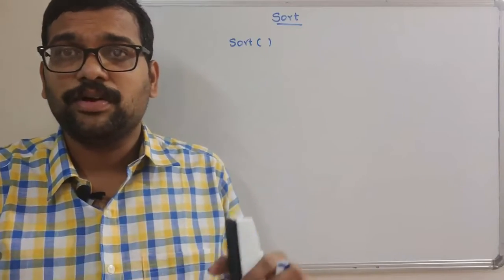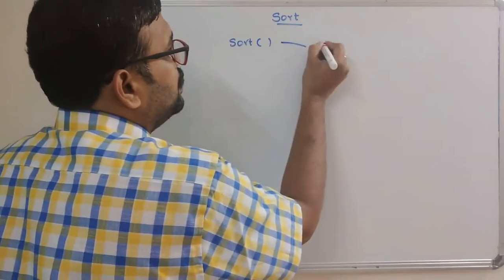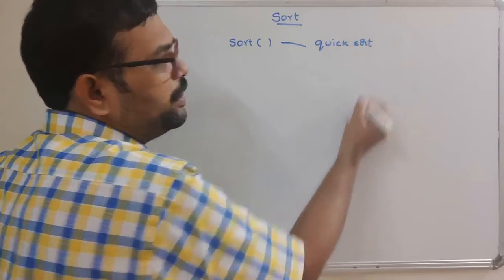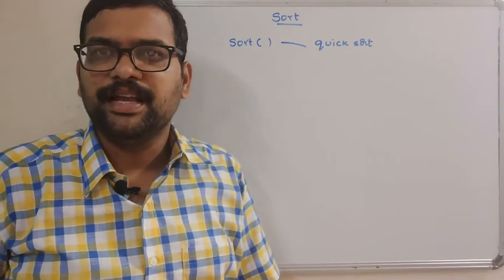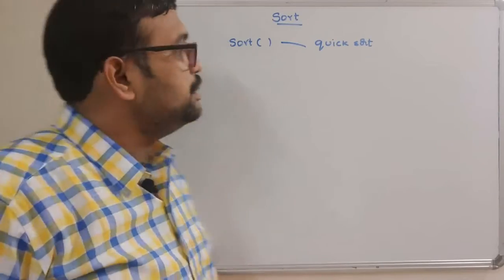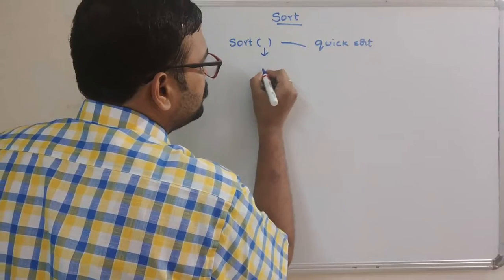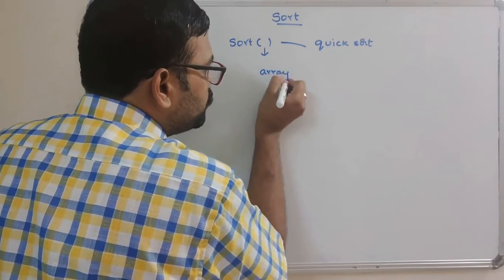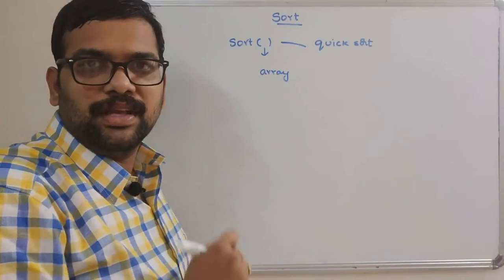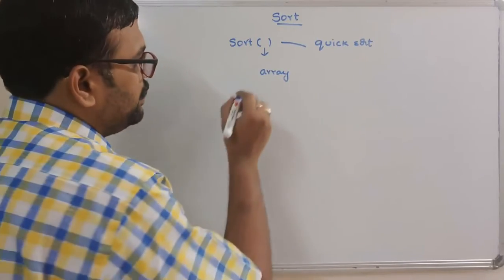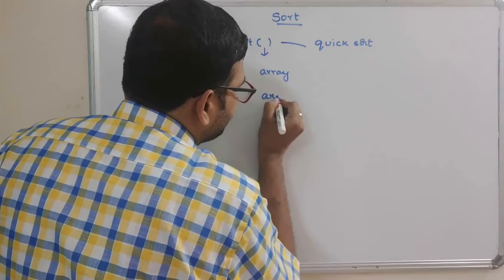By default, the sorting technique it uses is quick sort. We did not mention the sorting technique, so by default it will be taking quick sort. And this sort function has different parameters. The first one is the array, which we are supposed to sort. We have to pass this array as the first argument, and the second argument is axis.